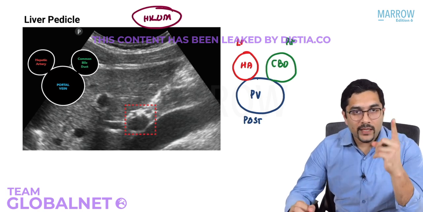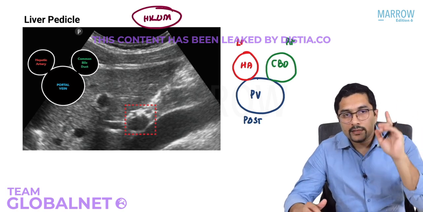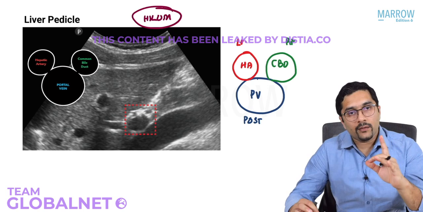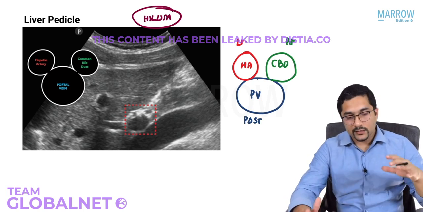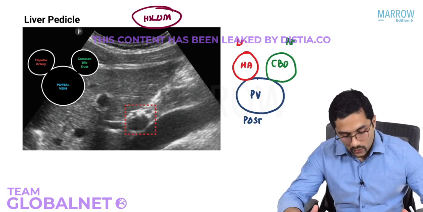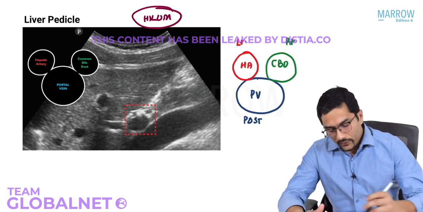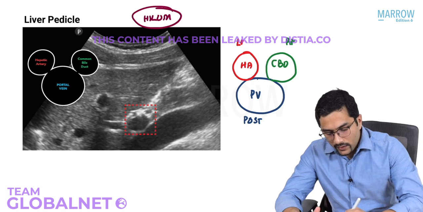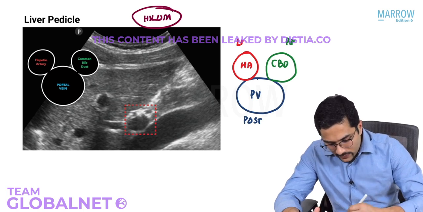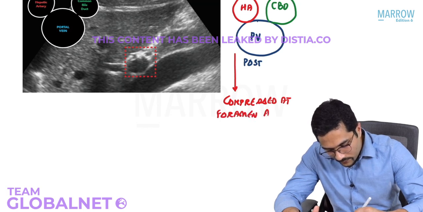Where else did we read about Mickey Mouse sign? Correct, in varicose veins at the saphenofemoral junction, there also on duplex you can see a Mickey Mouse sign. A similar Mickey Mouse sign you can see at the hilum as well, at the portal triad. This is also something which you should know about. Now, what is the significance of this liver pedicle? The significance of the liver pedicle is that this liver pedicle can be compressed at foramen of Winslow.